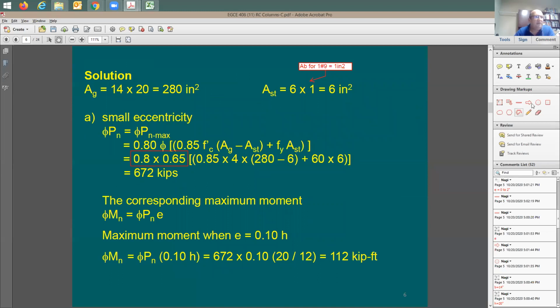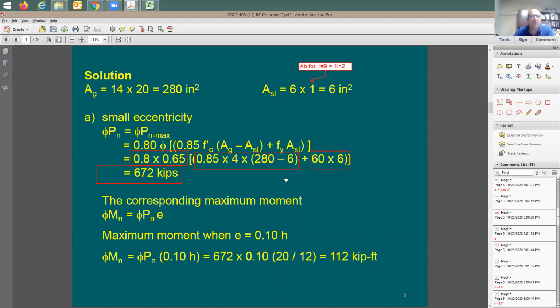So good. What is that term for? This term represents the steel strength, 6 square inches times 60 f sub y, and here it's 0.85 times f prime c, the 4 ksi, times Ag minus 6. What is Ag? The gross section area, subtracting 6 square inches, the steel section area. How much is the strength in this case? It's going to be equal to 672 kips. I'm clear on this. This is exactly what we have done in the past.